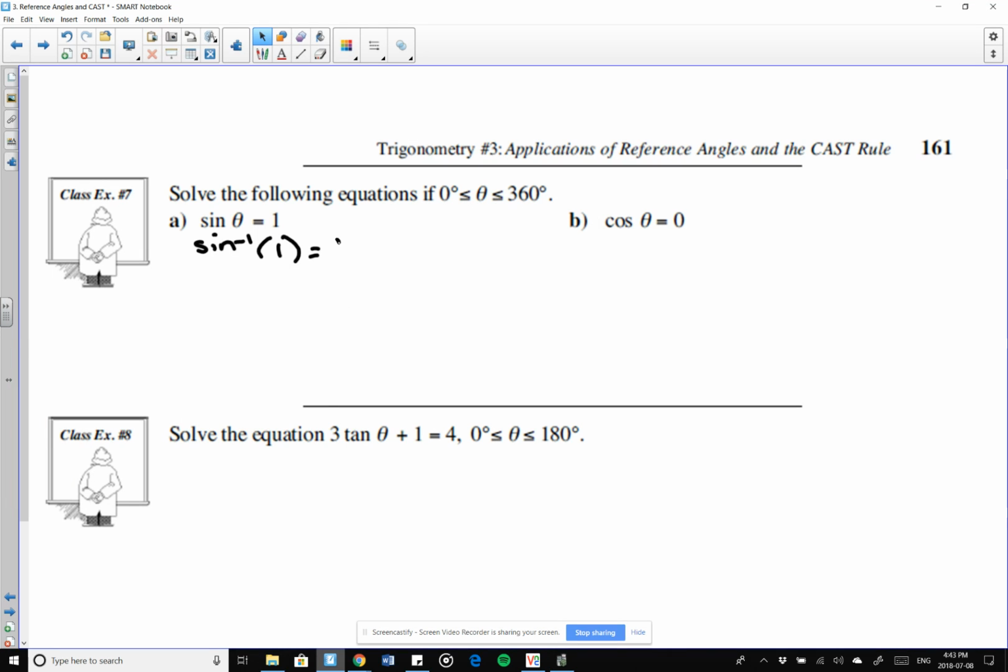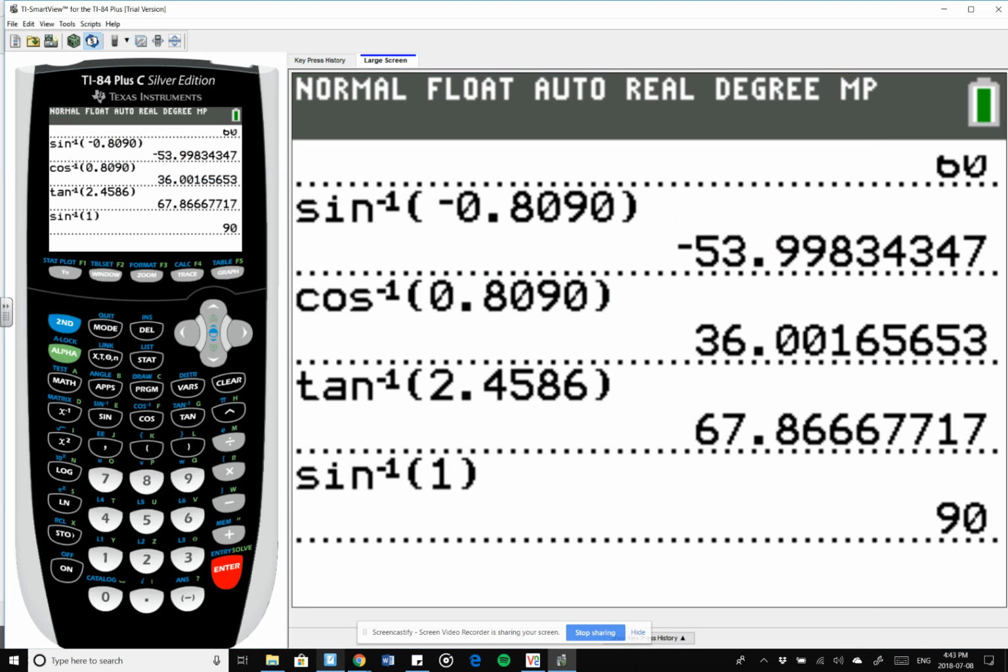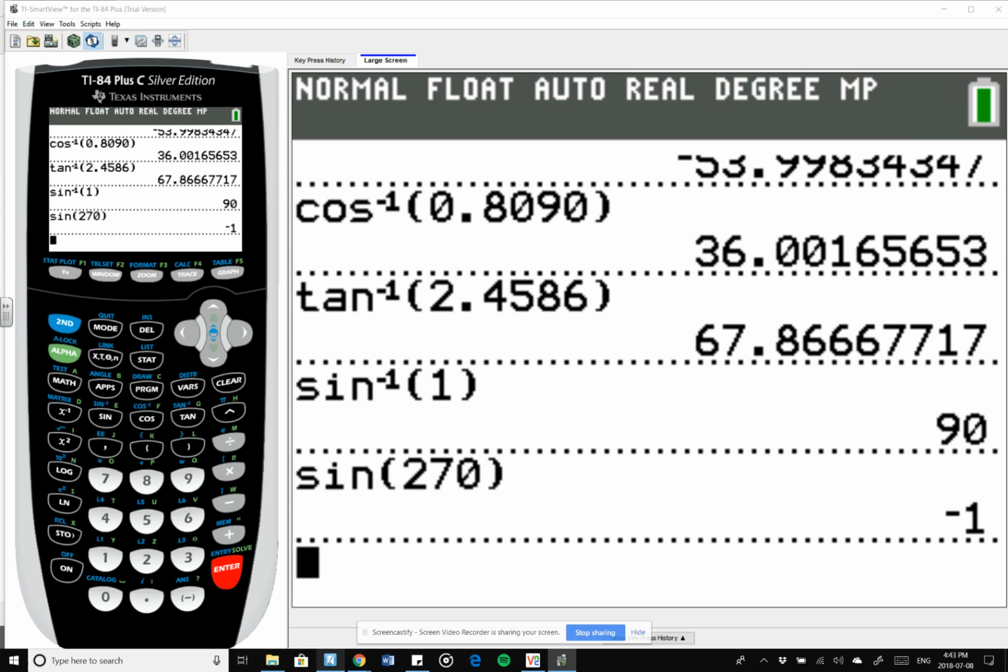And again, I could check my references for 90 here, but if I look at my reference of 90, my reference of 90 is right there, or my reference of 90 is right there. And one of these is a negative answer, and one of these is a positive answer. So I'm only going to have one answer there. It's going to be 90, because this would actually give us an answer of -1. And I can show you that right there. So if I put in sine of 270 on my calculator, I would get an answer of -1. So sine 270 is -1. So that one doesn't work.